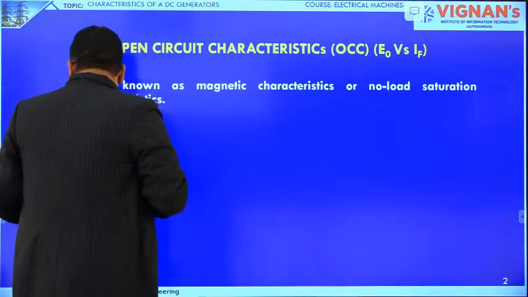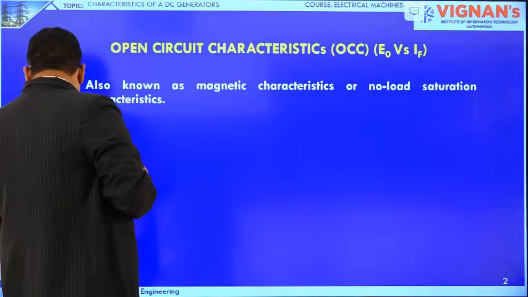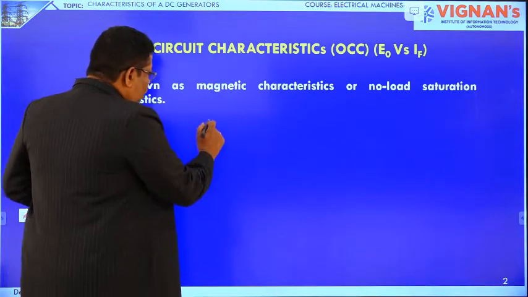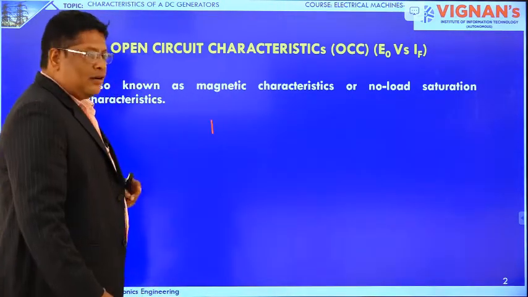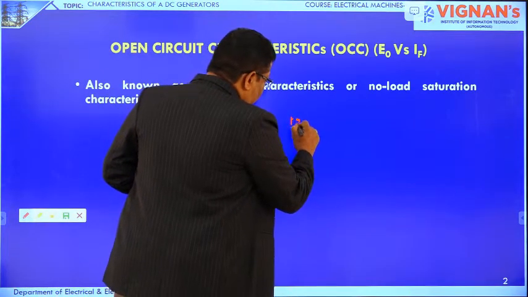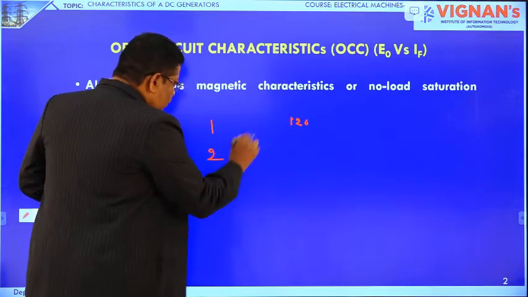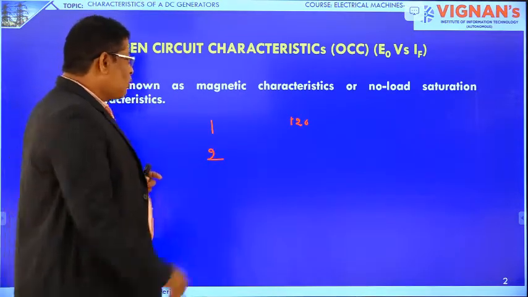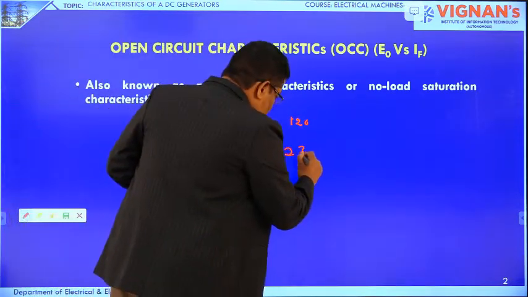If you give some amount of current, suppose 1 ampere of current to the field winding, how much voltage is induced? That may be 120 volts. Suppose if you give 2 amperes of field current, how much voltage is induced? 230 volts, like that.